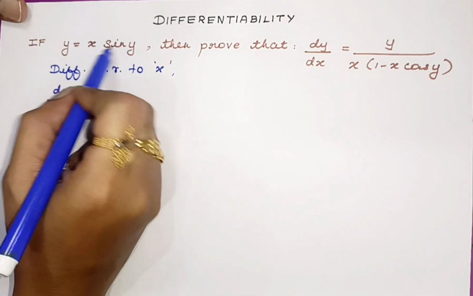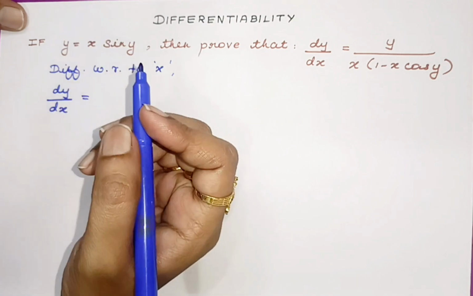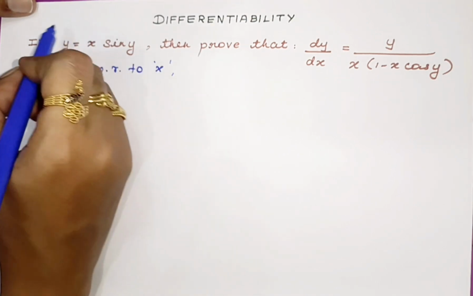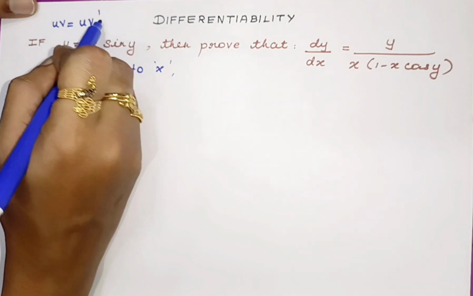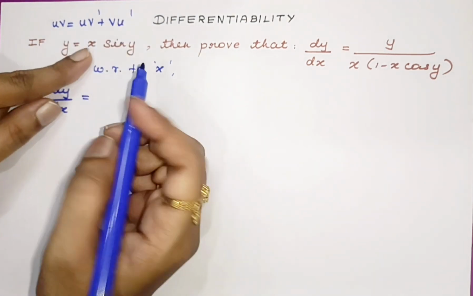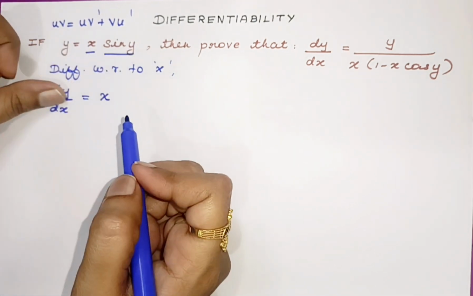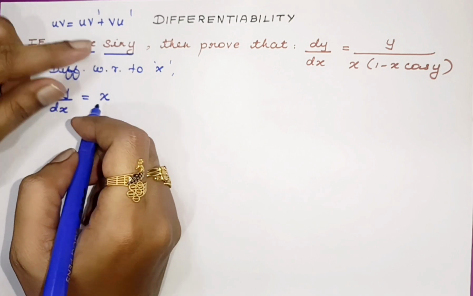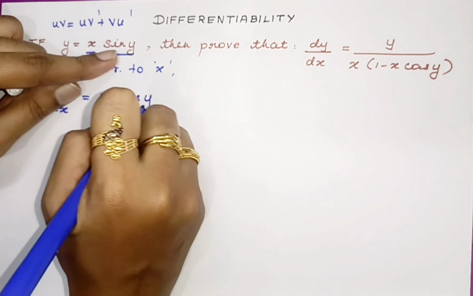Here x and y are in product, so we have to apply the UV rule. What is the UV formula? I have already said in the previous videos: UV dash plus VU dash. I am going to keep this one as constant. This one is U and this one is V. So x as constant, while I am differentiating sin y, I am getting cos y.